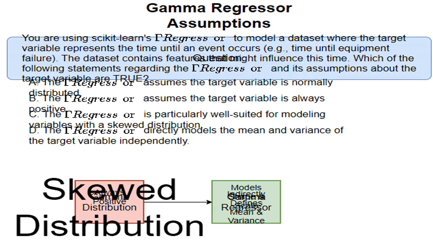A skewed distribution means the data is not evenly spread out. In a right-skewed distribution, like the gamma distribution, there's a longer tail to the right. This means most data points are clustered on the left, with a few outliers on the right.